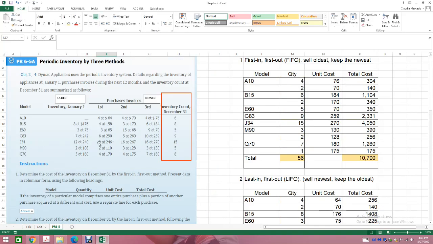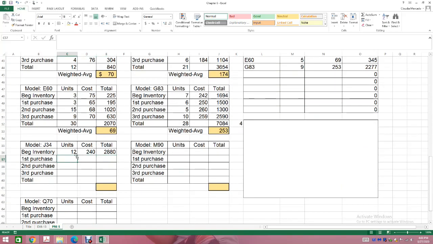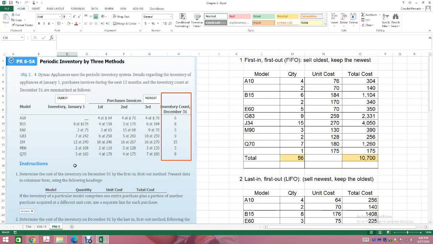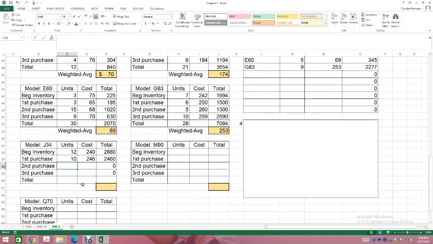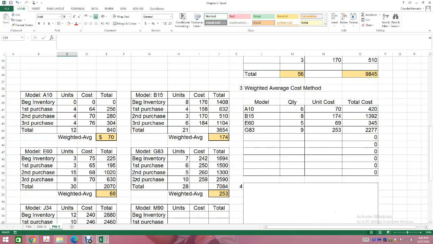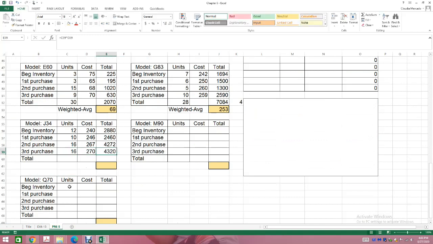And then we're doing J34. My first purchase was 10 at 246. My second purchase, 16 at 267. And then my third purchase, 16 at 270. And then we can get our total units. So it's not difficult, it's just time consuming. You're just repeating the same process over for each of the models. Once you get your total units and your total cost, you divide. So we're going to divide the 13,392 by the 54, and that will give us 258.